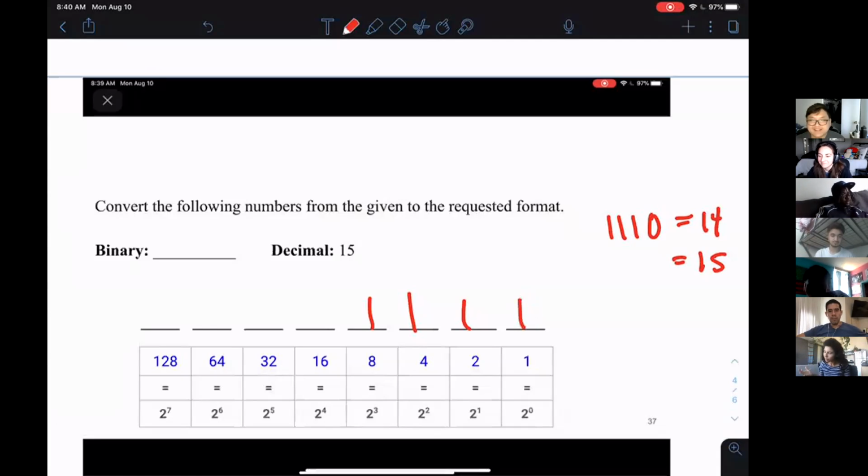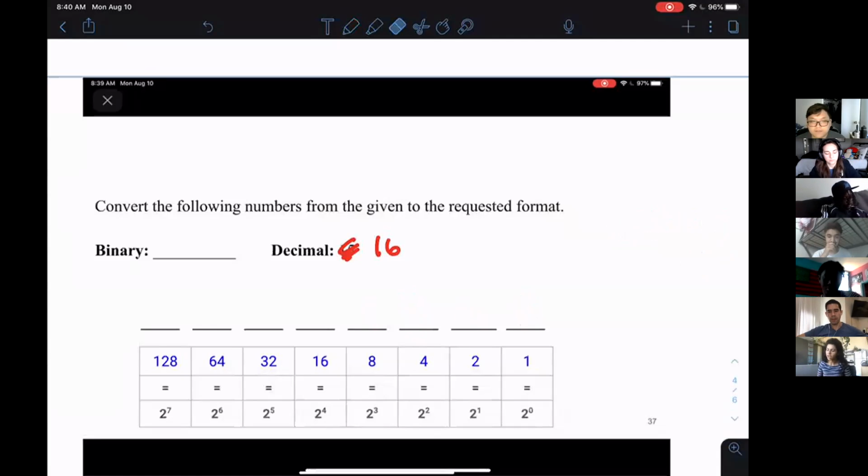We just need to add 1 more. So here's my question now. By the way, good job. 1111 was the answer. Now we're going to change it to 16. Somebody different come off of mute and tell me, how would you change from 15 to 16? What change do I need to make here?